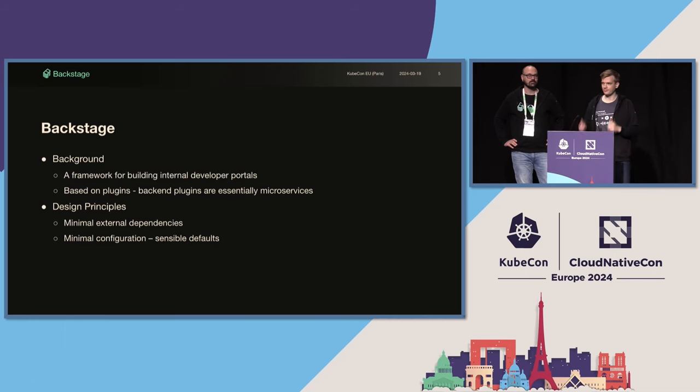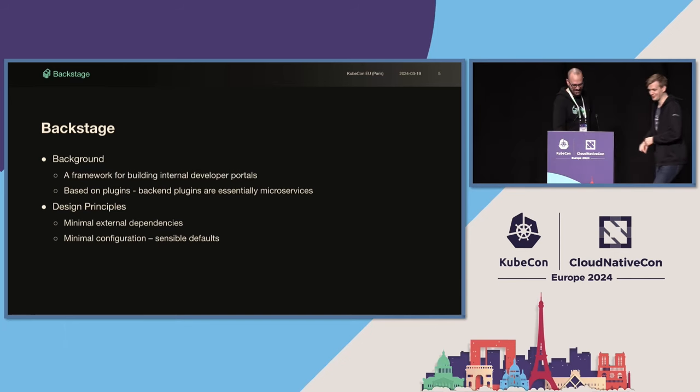Now, we have a couple of important design principles for Backstage. First off, we want to minimize external dependencies. We want to keep it simple to deploy. We also want to minimize configuration and ship with sensible defaults. Now, there's a lot of power in the customization of Backstage, but we want things to work well out of the box. Now, over to Freben to talk about our new auth system.